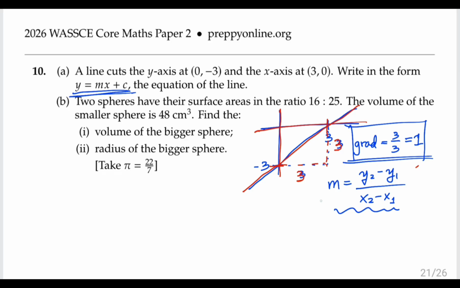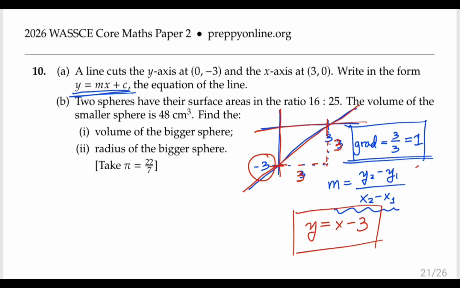So if you know the gradient of the line is 1, and you know the y-intercept is minus 3, then you can simply write the equation of the line as y equals x minus 3. So that requires you knowing about how the equation of a line is represented. But once you know that, then this becomes as simple as that.